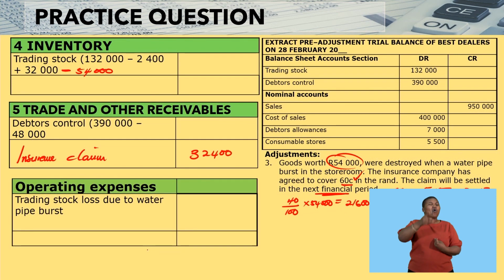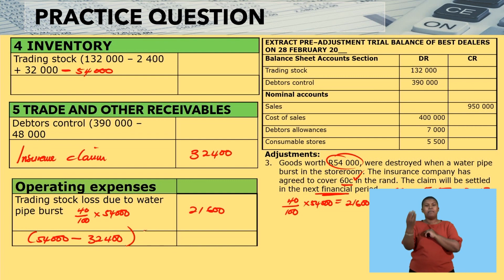It now goes to your statement of comprehensive income. All right? So when we come here, we now say trading stock loss due to pipe burst. I can say 40 over 100 multiply by 54,000, just as I have done here, and then I'll get an amount which is 21,600. The other way of getting this amount would have been to say 54,000, then you subtract what the insurance company is going to cover, 32,400, and you still get your 21,600. That is how you do this particular adjustment.